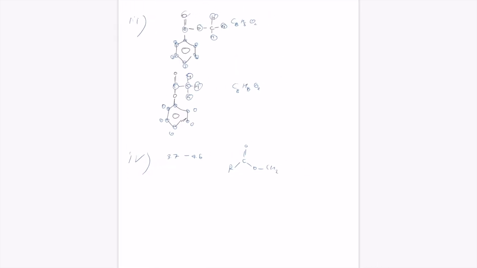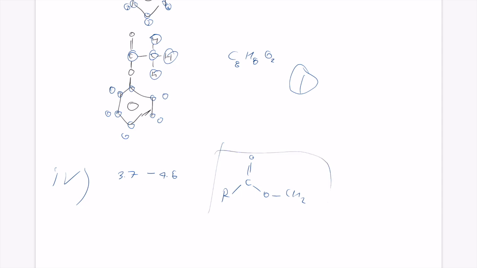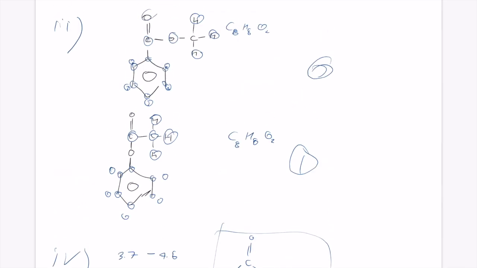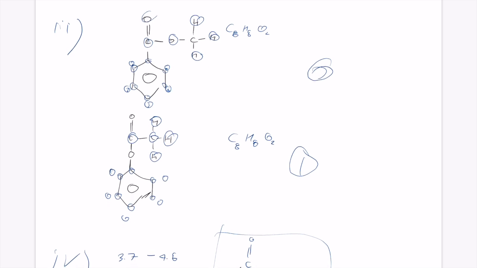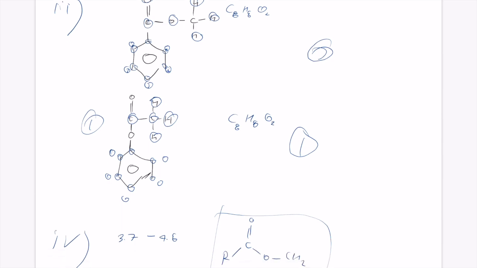Now we need to ask ourselves, which of these two isomers follows this? To me, it looks like it's the second one here. It's the second one because we have a C double O. So let me do this. We have a C double O. Okay. We have an R group. Oh, no. Wait, I think I'm wrong. I think it's the one right up here, actually.